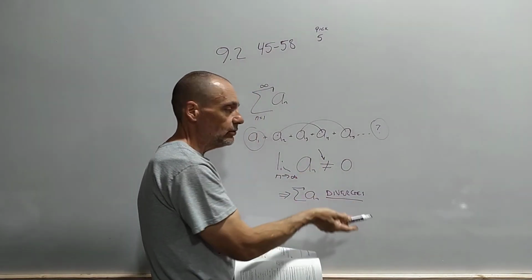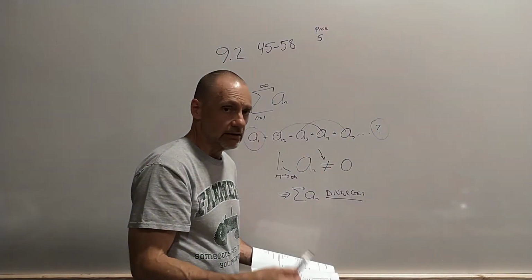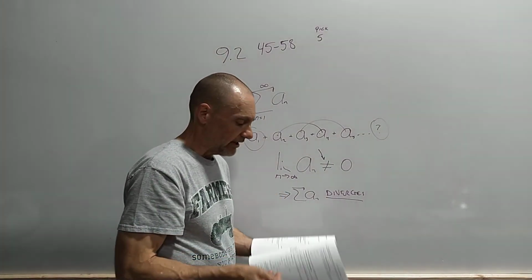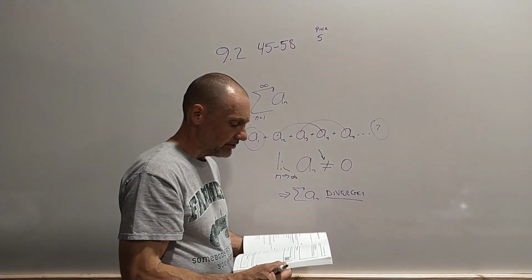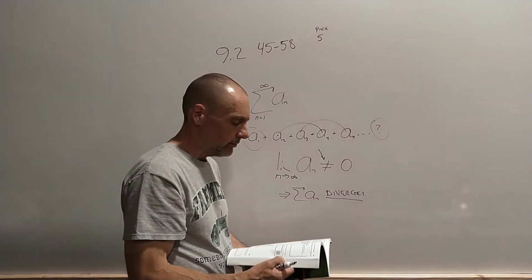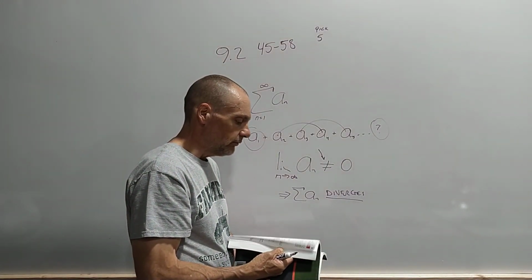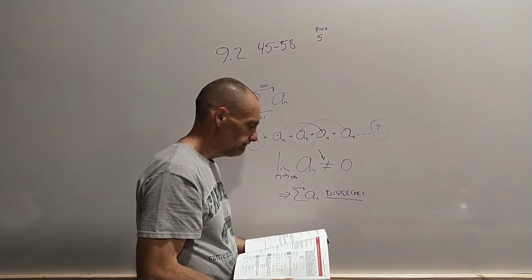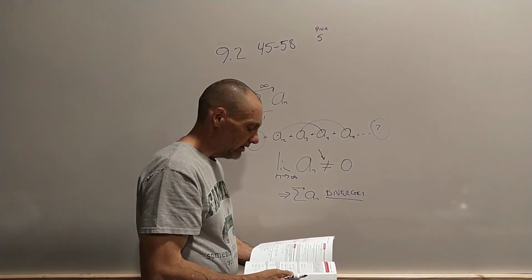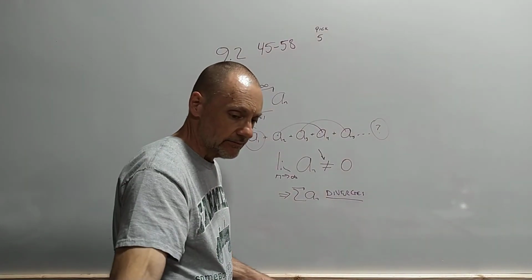If the limit is equal to 0, that doesn't tell us anything. It might converge, it might not. So this is not a test for convergence, it's a test for divergence, and it even is called the nth term test for divergence. Very quick, easy, powerful test to use. It's frequently the first one that we try when we approach a series, okay? And then we have a bouncing ball problem, which you can look at, and then we have some homework problems.